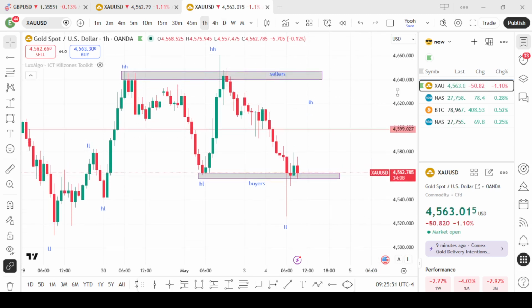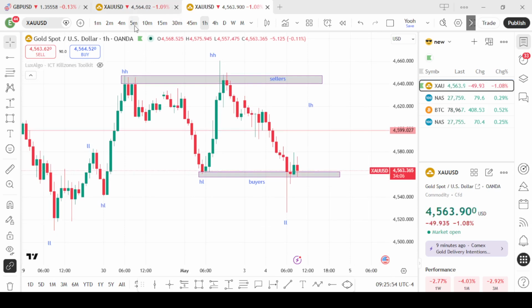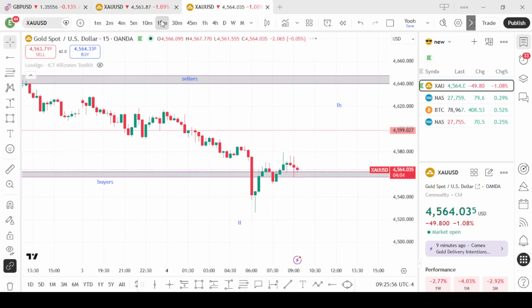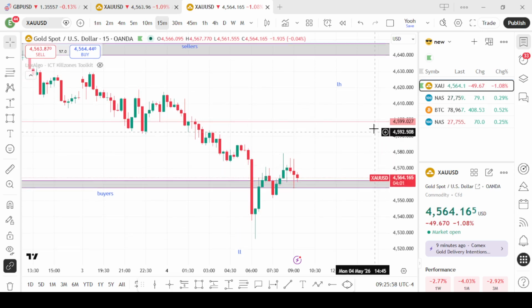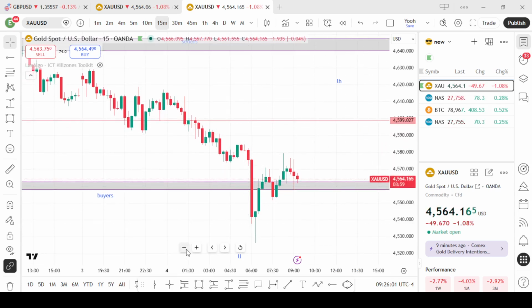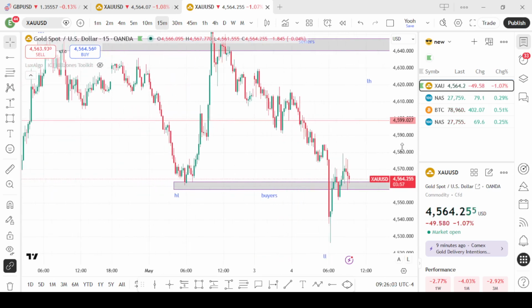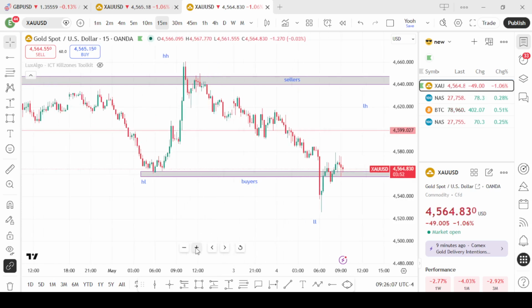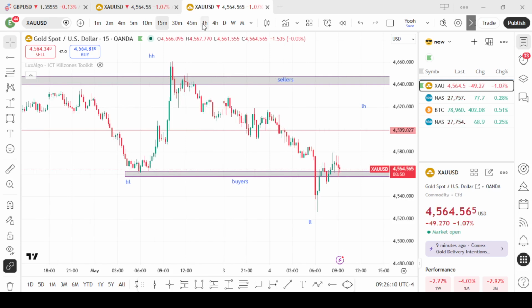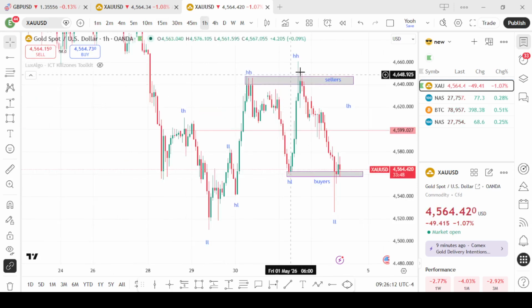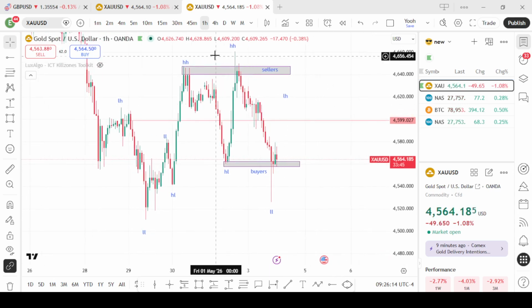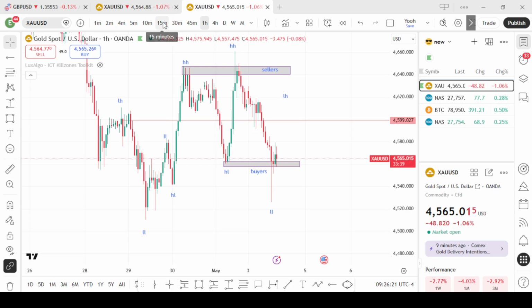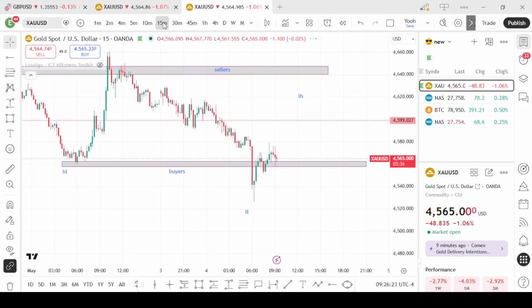But it's almost similar, yeah. Let's go to the 15 minutes. On the 15 minutes, you see now there are more structures here. So if we say this is our indication on the 1 hour and 4 hour, we need to see a correction, and then after the correction, we are going to enter on our continuation.